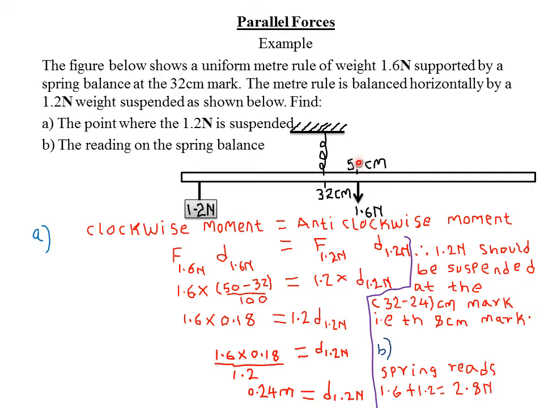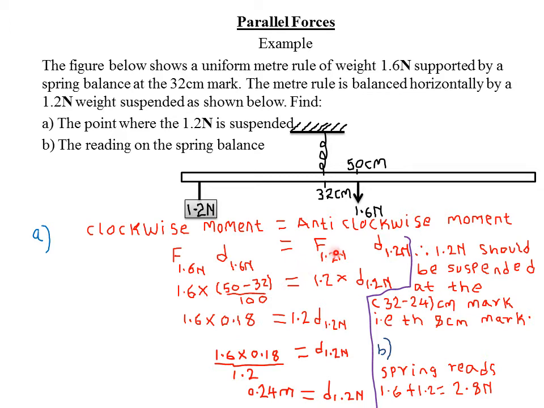So the perpendicular distance will be 50 minus 32 centimeters, but we did say that the perpendicular distance is a length, and therefore the SI unit for length is meters. Therefore we need to convert it into meters. So we'll take the 1.6 Newton force times 50 minus 32, then divide by 100. Remember, 100 centimeters is equal to 1 meter. So 50 minus 32, you simply get 18 centimeters. 18 centimeters divided by 100, you get 0.18 meters. This is just to convert it into SI units.